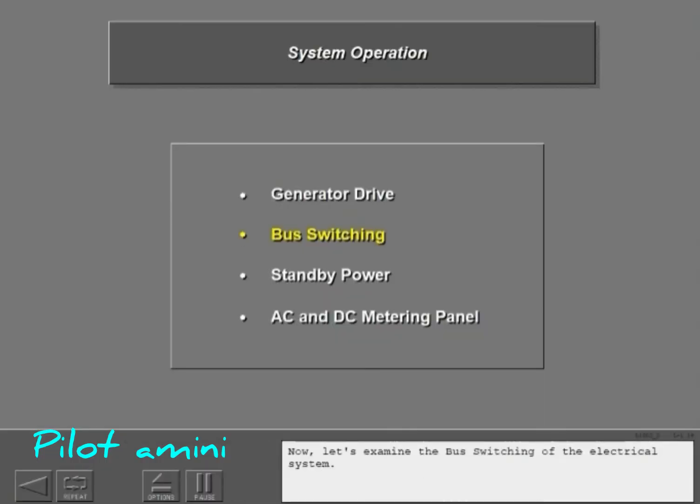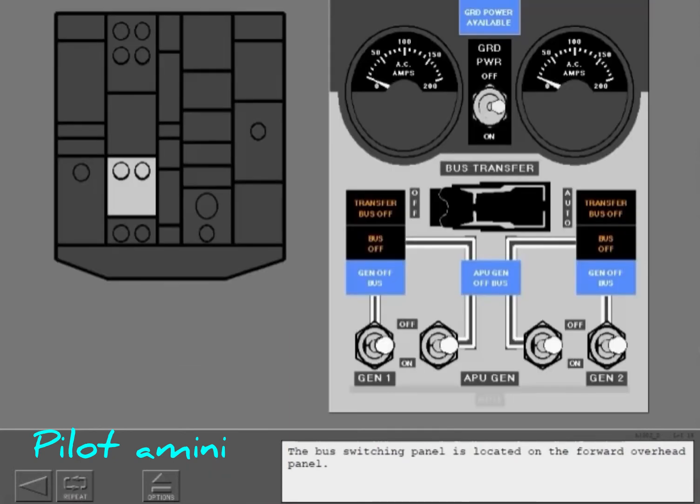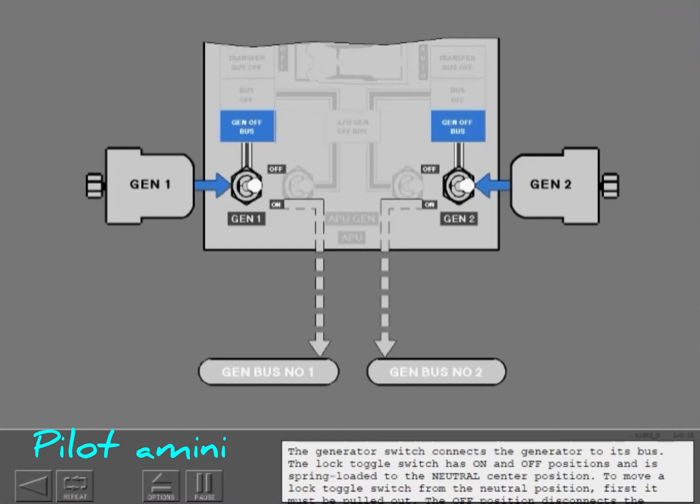Now, let's examine the bus switching of the electrical system. The bus switching panel is located on the forward overhead panel. The generator switch connects the generator to its bus. The lock toggle switch has on and off positions and is spring-loaded to the neutral center position. To move a lock toggle switch from the neutral position, first it must be pulled out.